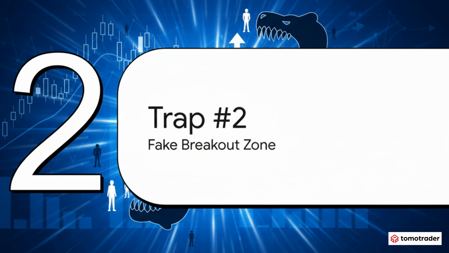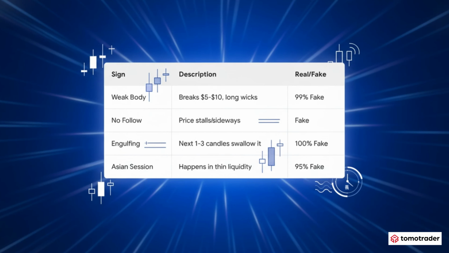Moving right along to trap number 2, the fake breakout zone. Listen, if you're a breakout trader, you are quite literally breakfast for the institutions. Breakout trading is one of the most common retail strategies out there, which makes it incredibly easy to exploit. To stop being the main course, you've got to memorize these 4 warning signs of a fake breakout. First up, check the candle body. If it breaks out by only $5 to $10 on gold, and leaves long wicks, that is highly suspect.